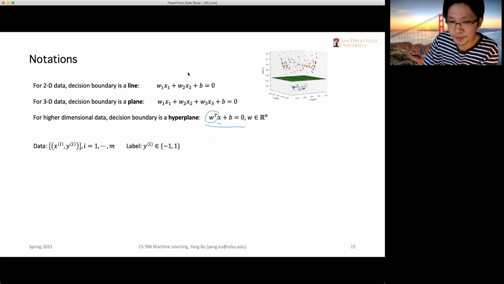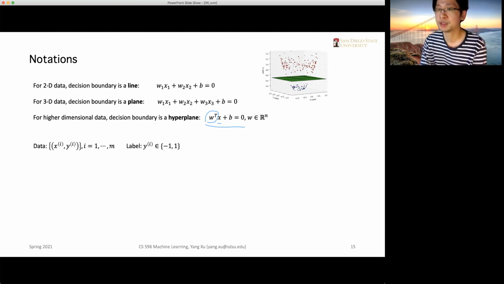Some other notations. The data has X and Y. Y is the label. This is basically the same convention that we followed, but the only difference is that now the label is not 0 and 1. It's not an essential difference, it's just the two categories, but we find that in the case of SVM, when the label is -1 versus 1, it makes things easier. It makes the equations easier to define.